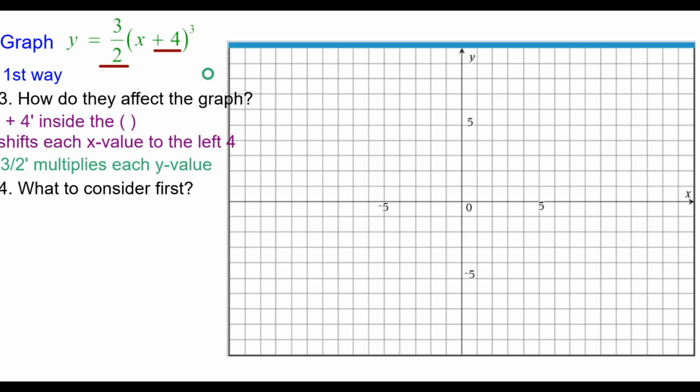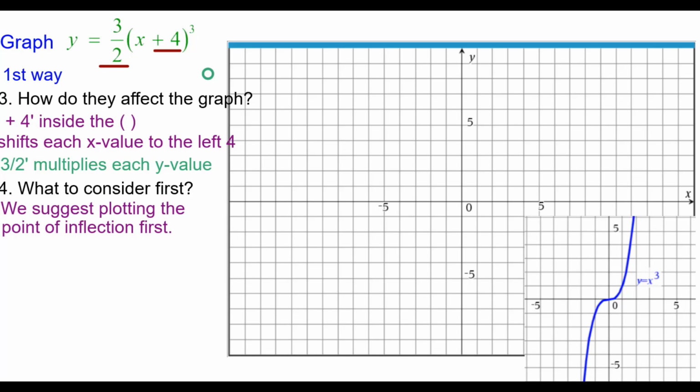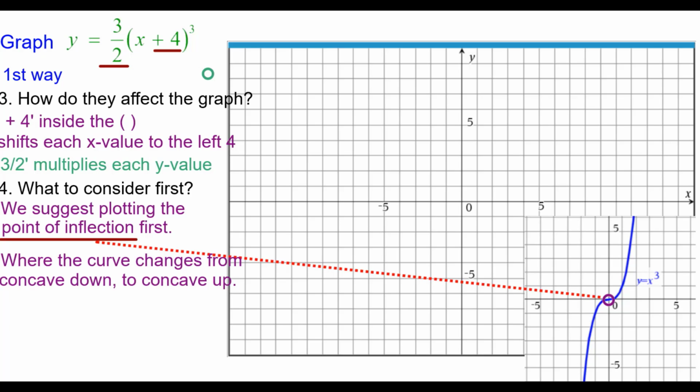So what should we consider first? Well, we suggest plotting the point of inflection first, which is this point right here, where the curve changes concavity from a frown to a smile. It's normally at the origin. So the curve changes from concave down to concave up. That's called a point of inflection.